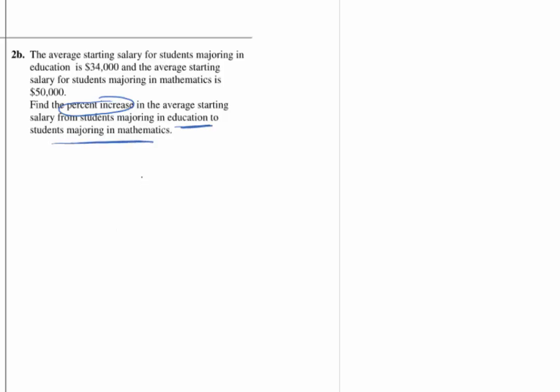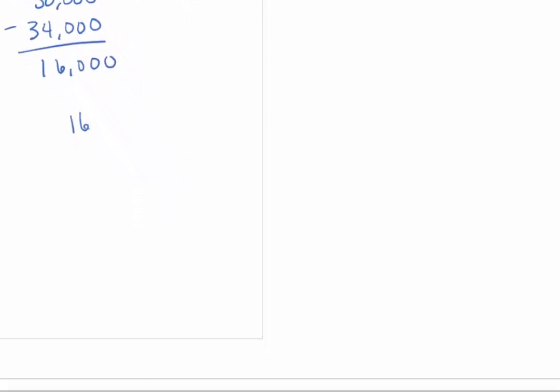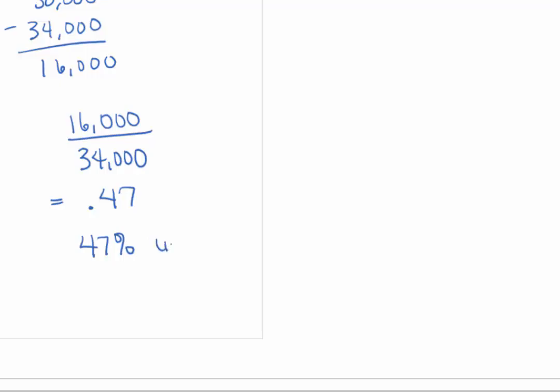Okay, so first we want to find the difference between the two. We'll take the 50,000 and subtract 34,000, which is 16,000. And we'll take the amount of that increase over the original. So the first one listed there was that 34,000. And that would simplify in your calculator to be 0.47. So as a percentage, there's a 47% increase.